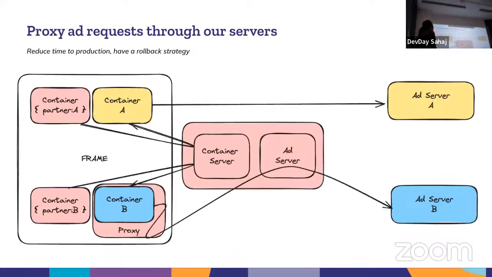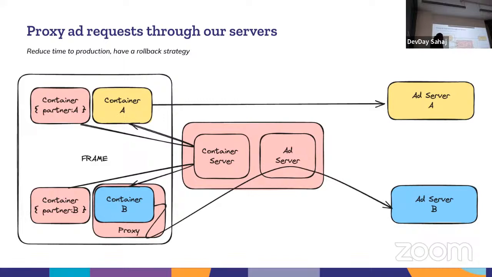So next thing we want to do is proxy the ad request through our servers. So earlier we noticed that container B has rights on which server to call. Like container A will only call ad server A, right? Because it's built by the SSPs, so they want their containers to only call their ad servers. So instead, what we want to do is build a small proxy. So again, Red is basically what we built. So we built a small proxy around container B.